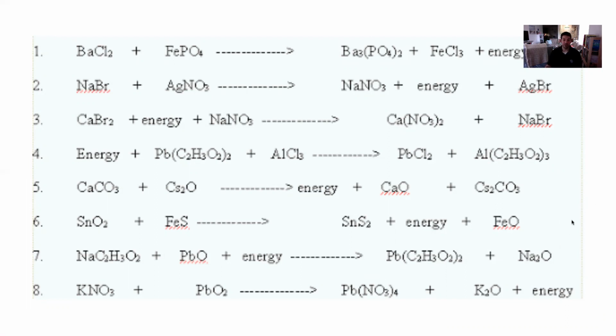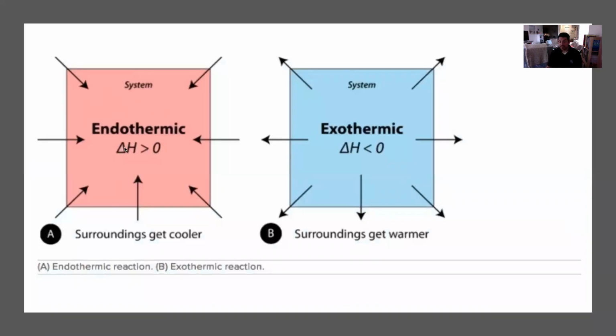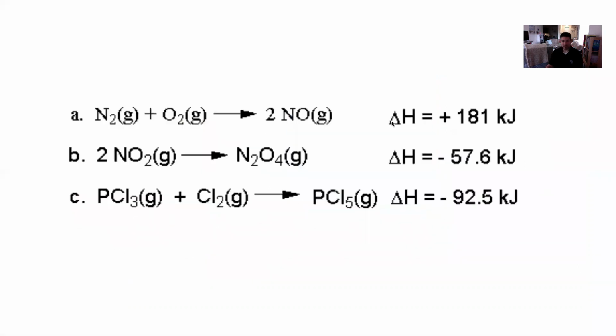All right, so again, delta H greater than 0, a positive number, means it's endothermic, and if delta H is a negative number, it's exothermic. The other thing we will see is that the reaction will be given and the delta H will be given. In reaction A, delta H is positive. That means it's endothermic. That means that this 181 kilojoules, and the kJ is the unit of energy, would be the reactant. So it could be N2 plus O2 plus 181 yields 2 NO.